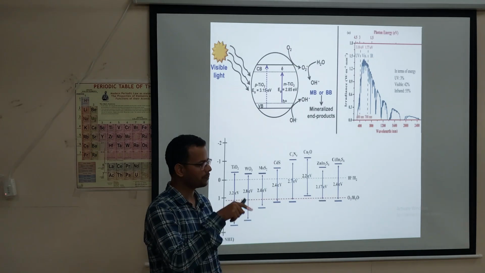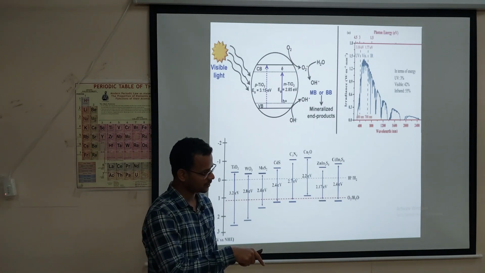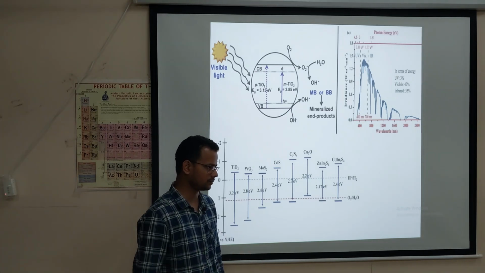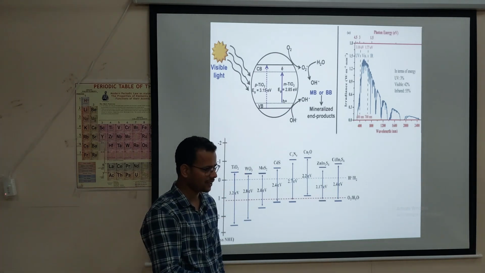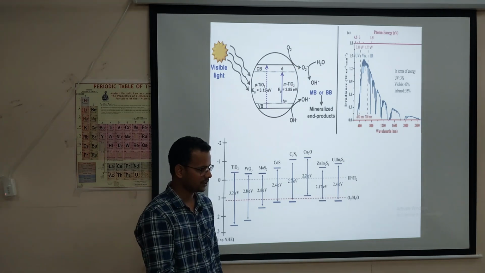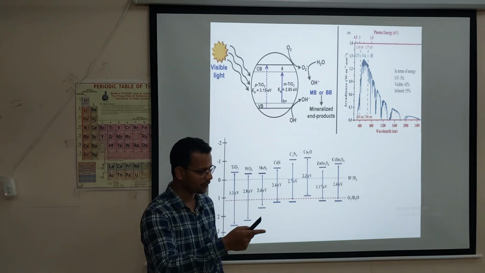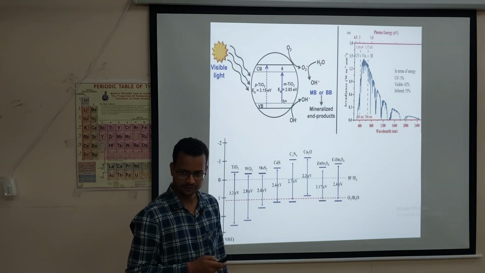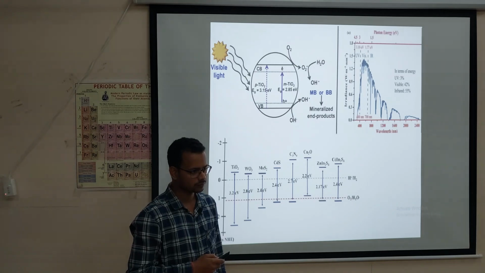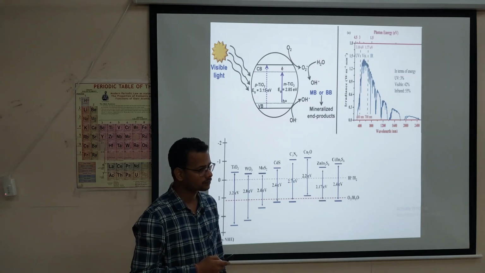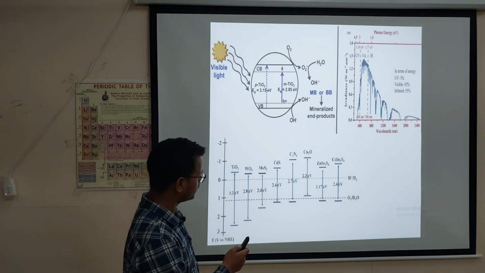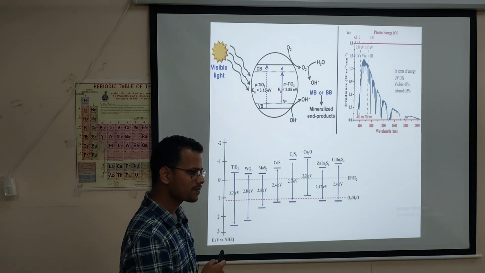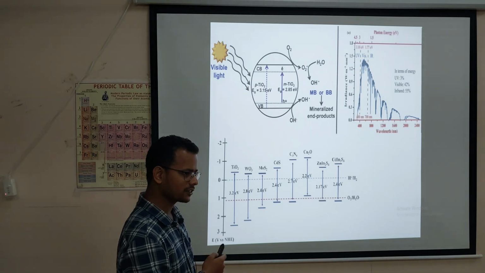When the electron returns back, it loses energy. That loss of energy might be in the form of heat or in the form of light. Why are we not using sunlight? Here we are using direct sunlight.